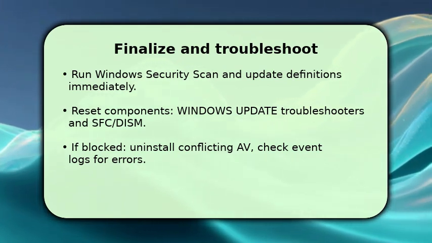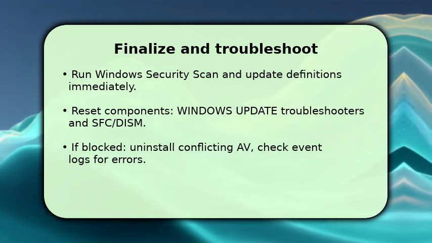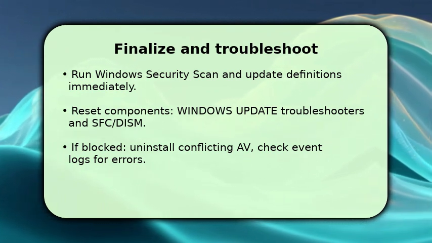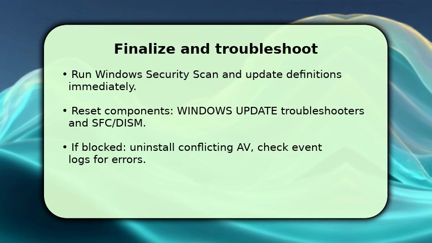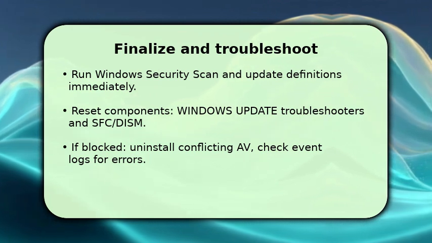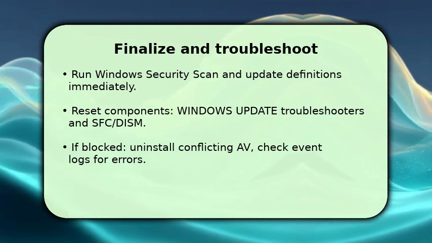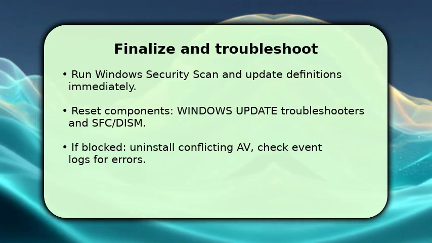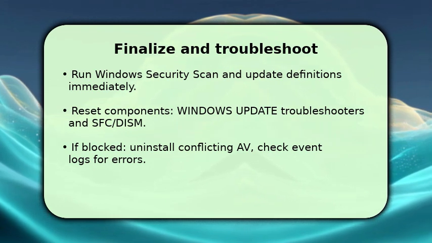If problems persist, run the Windows Update and Security Troubleshooters, then SFC and DISM to repair system files. These commands fix corrupted components that prevent Defender from starting. If you still see blocks, uninstall the conflicting antivirus completely and inspect Event Viewer for specific error codes to Google targeted fixes. One troubleshooting tip: create a restore point before deep changes so you can revert if a step causes instability.